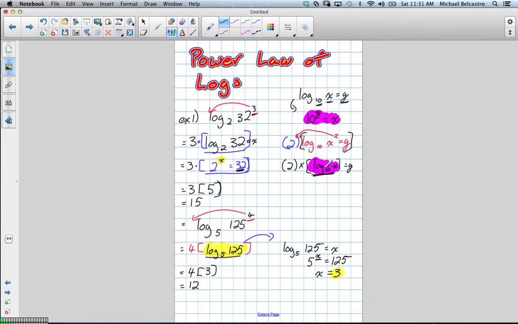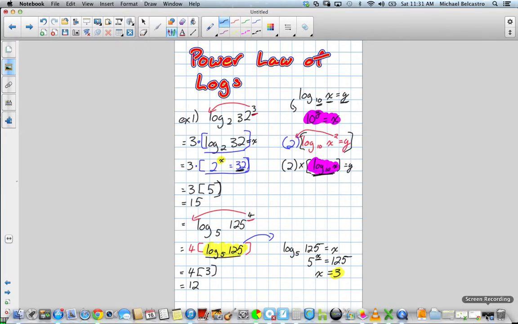Okay. It's a very easy idea. As long as we remember the original log rules, we can get by with power logs, no problem. We just bring it to the front.